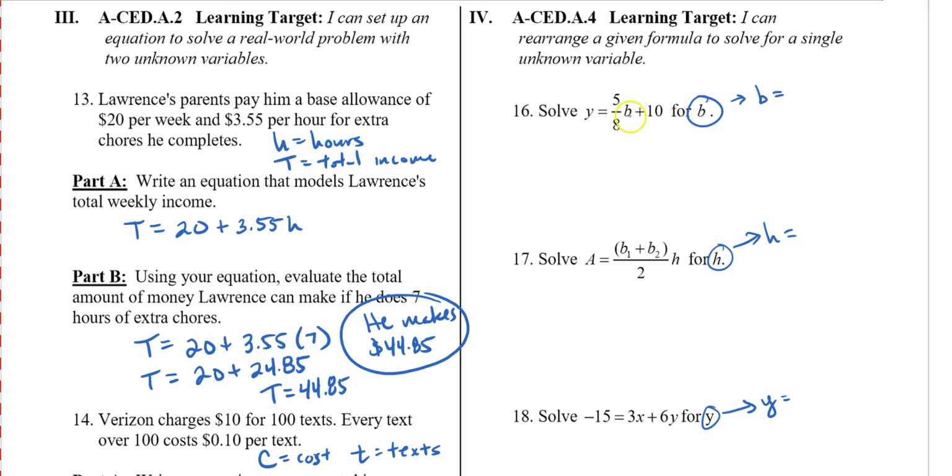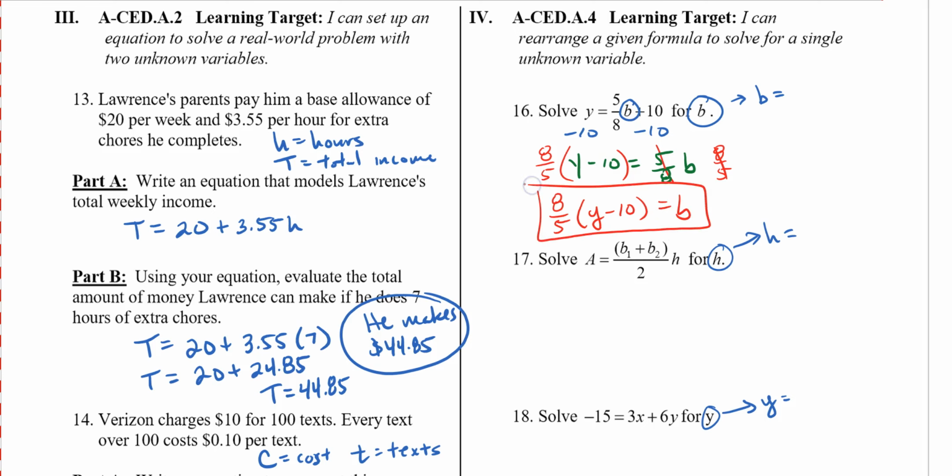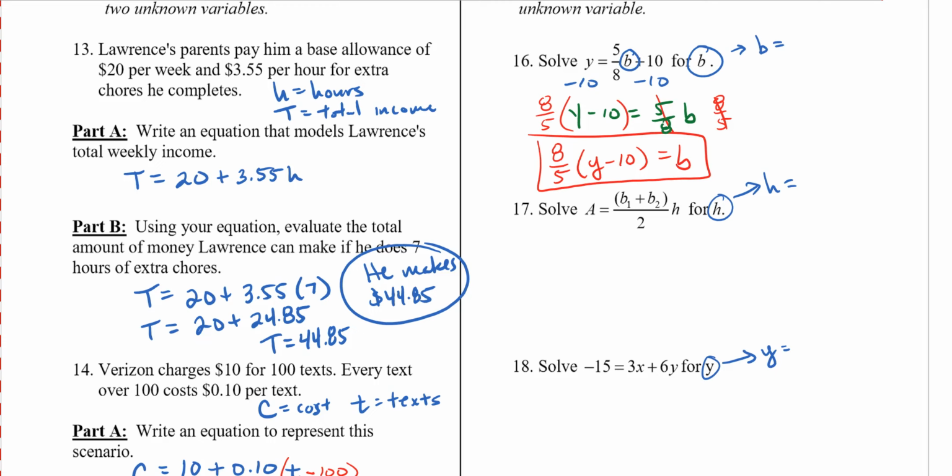So we look at number 16. Here's our variable, so we move everything away from it, so we subtract the 10. We get y minus 10 is equal to 5/8 b. So then to get rid of the 5/8, we're going to multiply by the reciprocal, which is 8/5. This whole thing is multiplied by 8/5. Those cancel. And because this 8/5 is not going to go evenly into the other side, I'm going to leave it just like that. 8/5 times y minus 10 is equal to b. And that's all done.